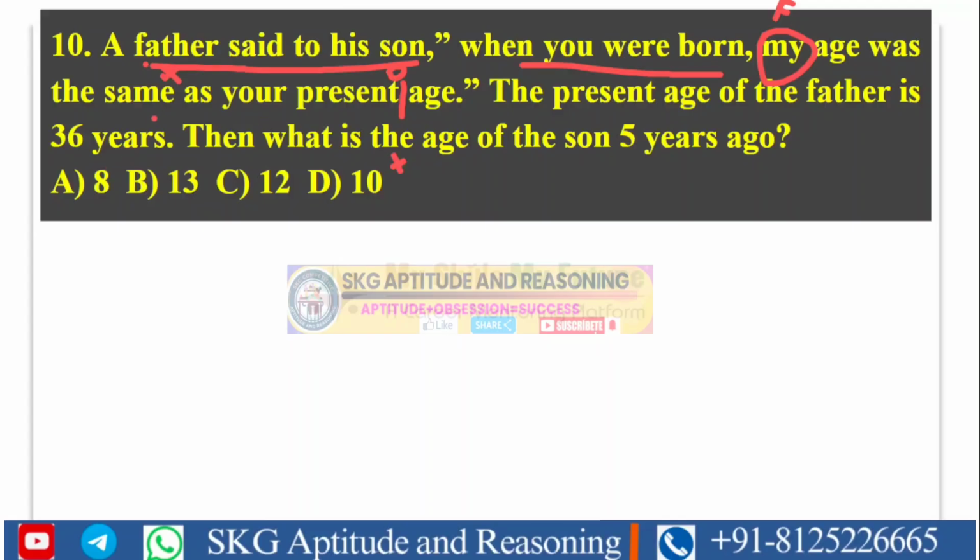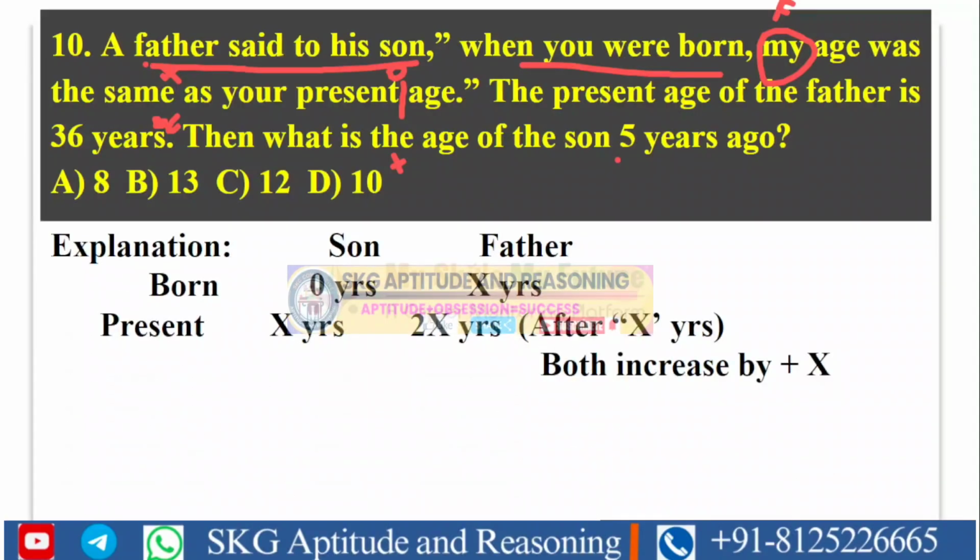In the question he gave the present age of the father as 36 years. Then what was the age of the son 5 years ago? So let us try to write the given data in statement form. Let us take son and father. When the son was born, my age was the same as your present age.